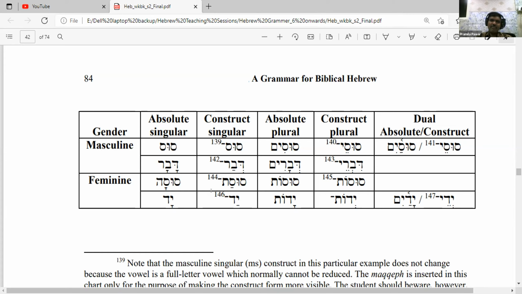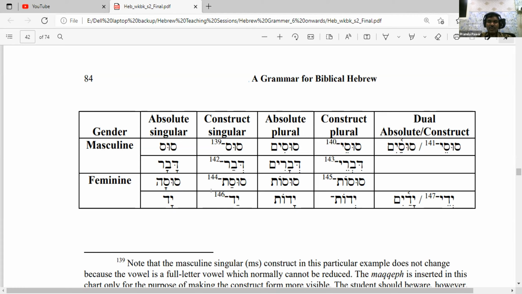And what is the plural form? Susot. Can you observe whether Susot will change into the construct plural? No, it stays the same. It does not change. Why? Can anyone tell me the answer? Full letter vowel.